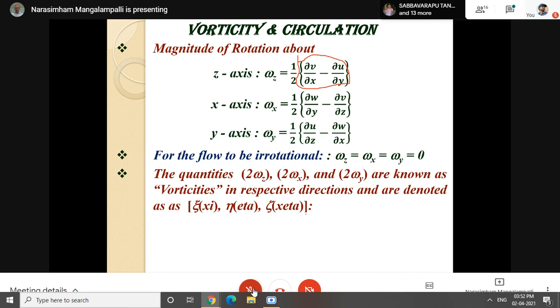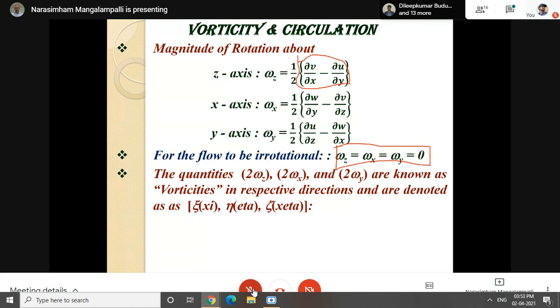Now you tell me, is the flow irrotational or rotational? Irrotational, sir, if it is negative. No. It is not equal to 0, so therefore it is rotational. See, for irrotational flow, this is the irrotationality condition. All three should be individually 0, not their sum.